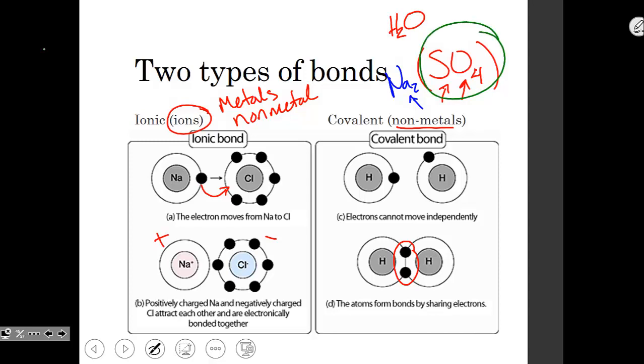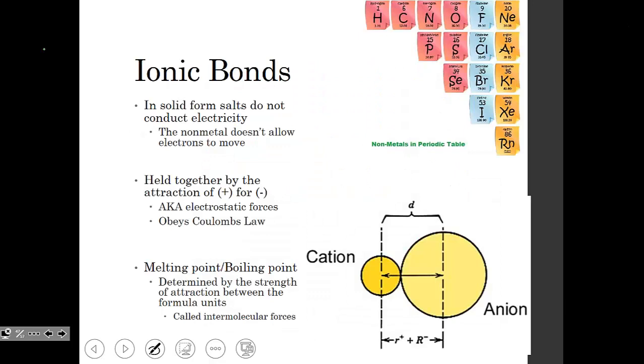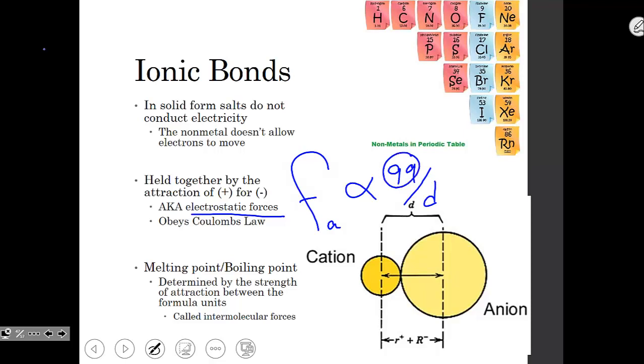but it's also covalent in the fact that you have a covalent bond between the sulfur and oxygens. Ionic bonds are held together by the attraction of positive for negative. This is known as an electrostatic force, and it obeys Coulomb's law that the force of attraction is proportional to the charges divided by the distance between them. Ions with large charges experience a stronger attraction. Ions that are very small experience a large attraction. The stronger the attraction between your ions, the higher the melting point, the amount of energy it takes to separate these ions from one another.